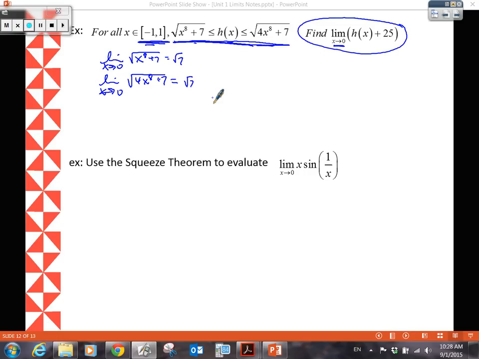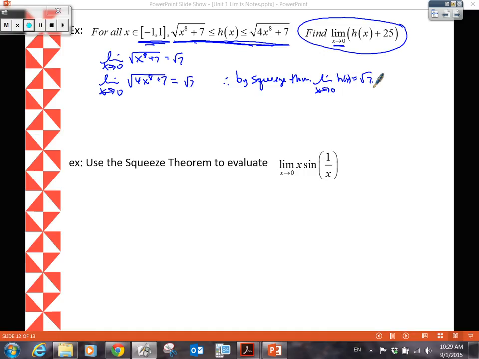So we would say, therefore, by the squeeze theorem, and yes, you do need to name it. I mean, we could say because I said so, but we really want to use the theorem, because it's been proven, it's a valid theorem. So by the squeeze theorem, the limit as x goes to 0 of h of x equals the square root of 7. So now we know what that limit is.